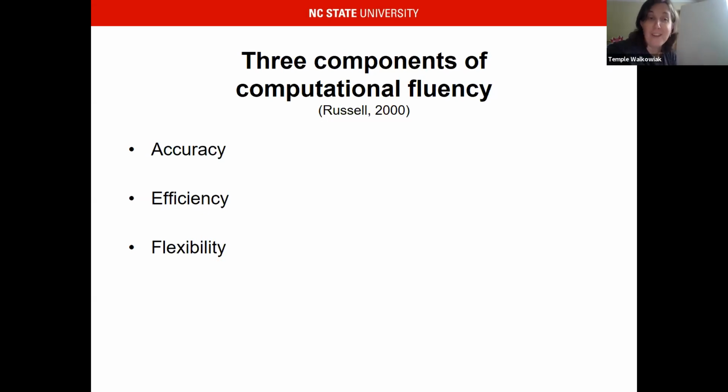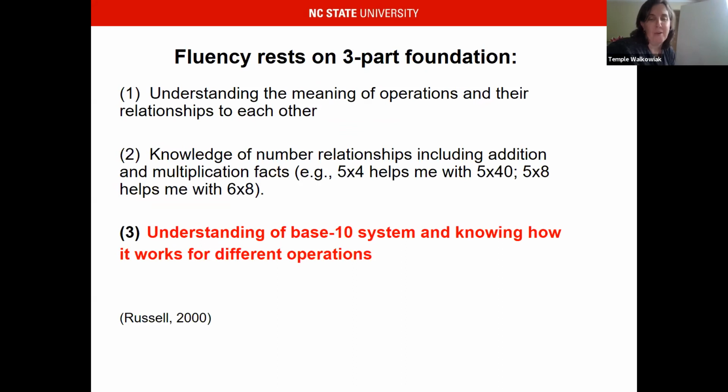So that's what teachers in elementary schools are doing. They're trying to support students in their flexibility with number and using different strategies that make sense of the algorithm that they're using. And I'm not going to talk about this slide a lot, but Susan Jo Russell also talks about how this fluency rests on a 3-part foundation. And I put in red font what I think is the core of what we're talking about today: a really solid understanding of the base 10 system and knowing how it works for different operations. That's going to support their fluency in the sense that they're accurate and efficient, but more so flexible in the way that they think about the operations.